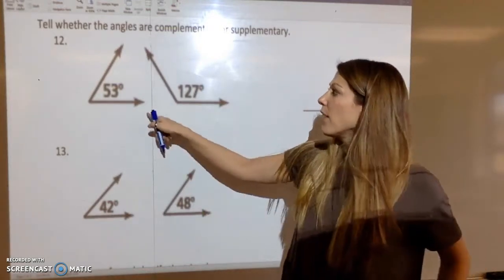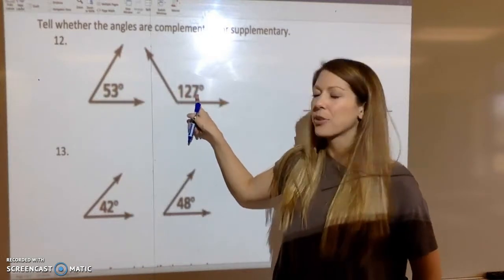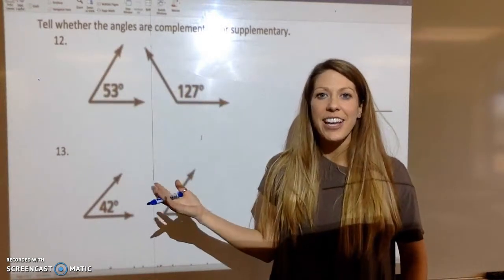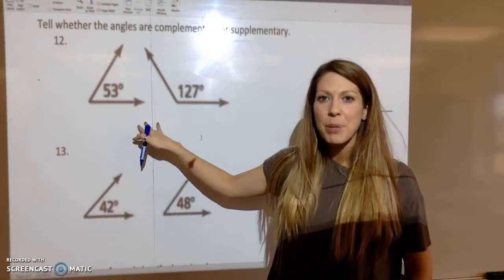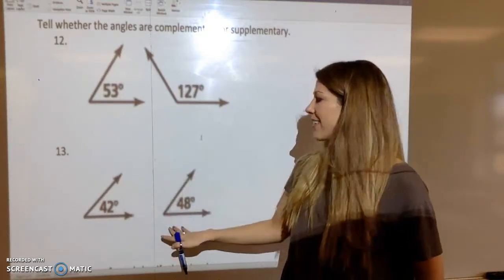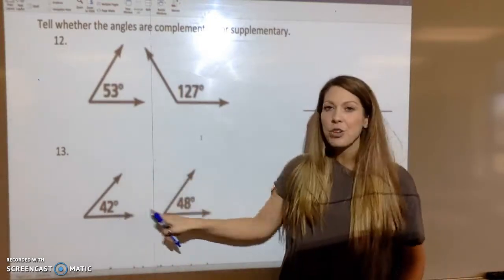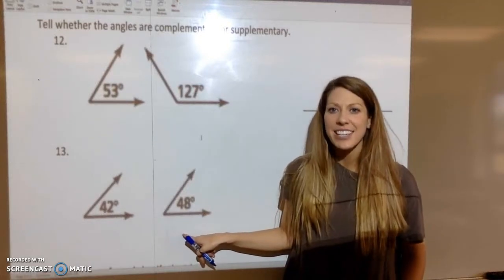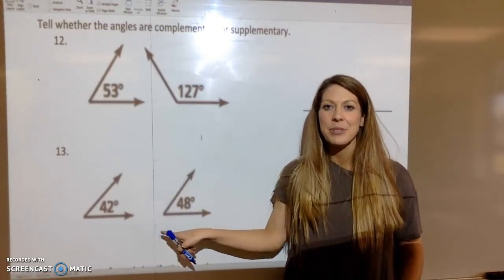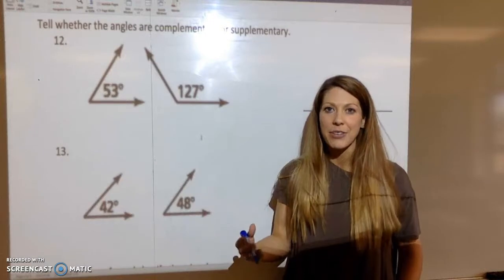So if you look at 12, if we take 53 plus 127, that's 180. So these angles would be supplementary angles. Now, 13. 42 plus 48, that's 90 degrees. So these two angles would be complementary angles.